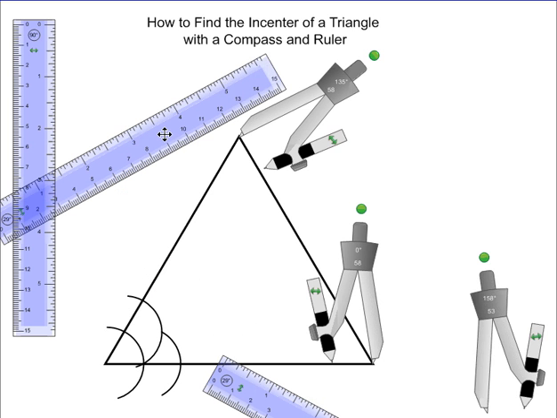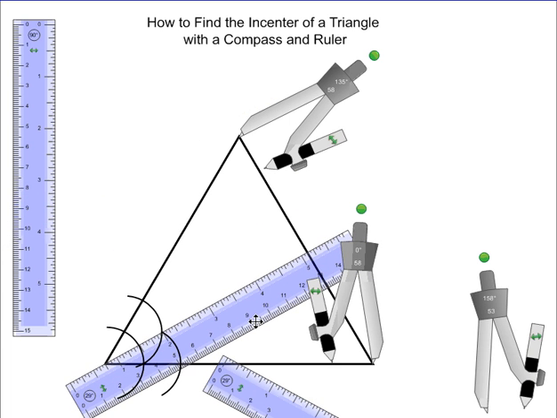So you take your ruler and line it up with the angle and the arc, and you take your pen and you draw a line. This is your first angle bisector. Now you go to another angle of the triangle.